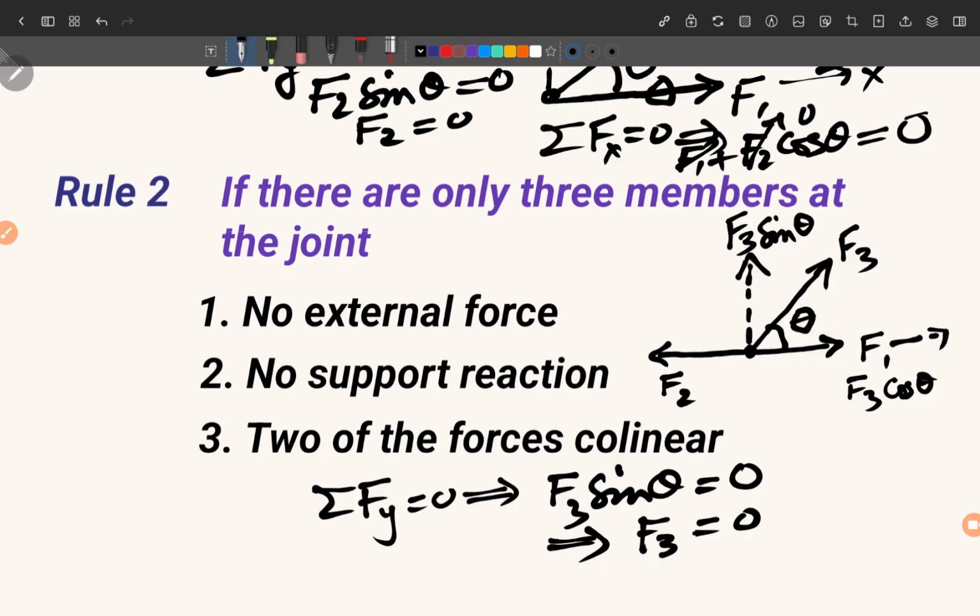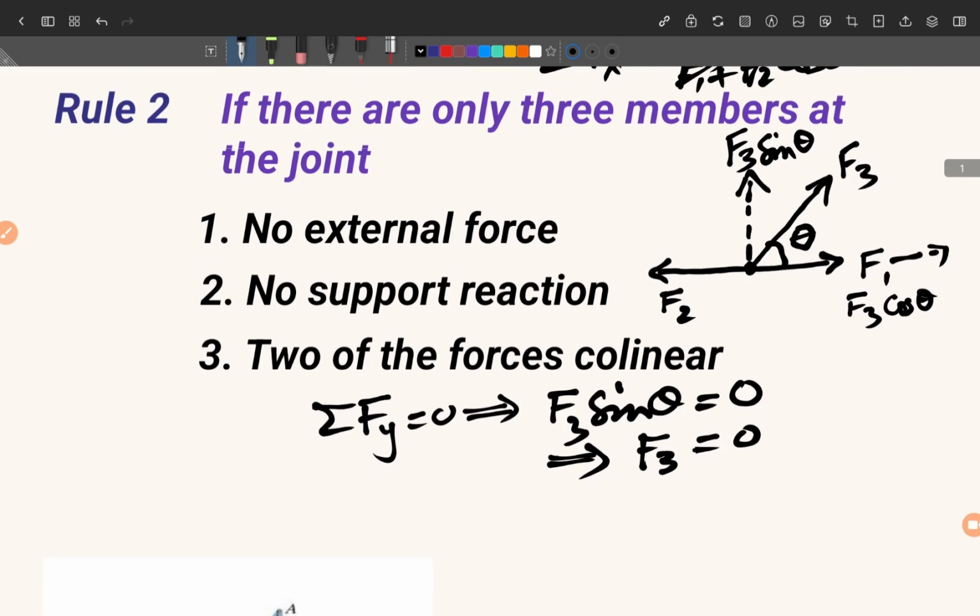Then when we come to the x direction, in the x direction you have these two forces F1 and F2. So F3 has become 0. Now you have only two forces, and sigma Fx equal to 0. So in that case you can say that F1 plus F2 will be equal to 0.